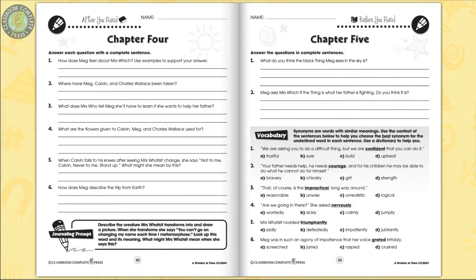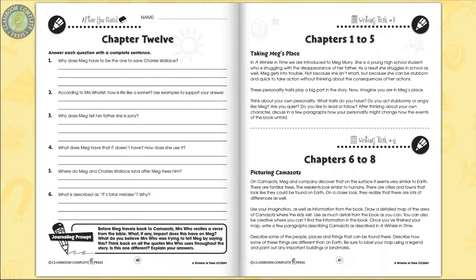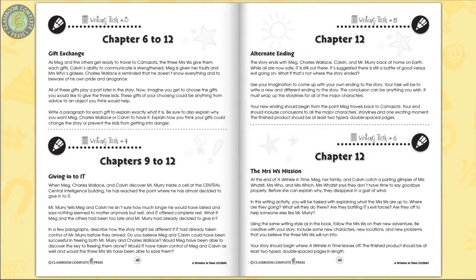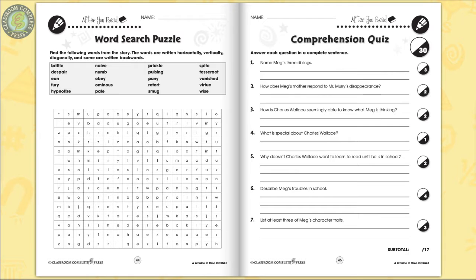Describe and draw a picture of the creature that Mrs. Whatsit transforms into. 6 additional writing tasks follow. Students imagine their own gifts to give to the children along with those from Mrs. Whatsit, Mrs. Who, and Mrs. Which. A word search puzzle and comprehension quiz ends the unit.